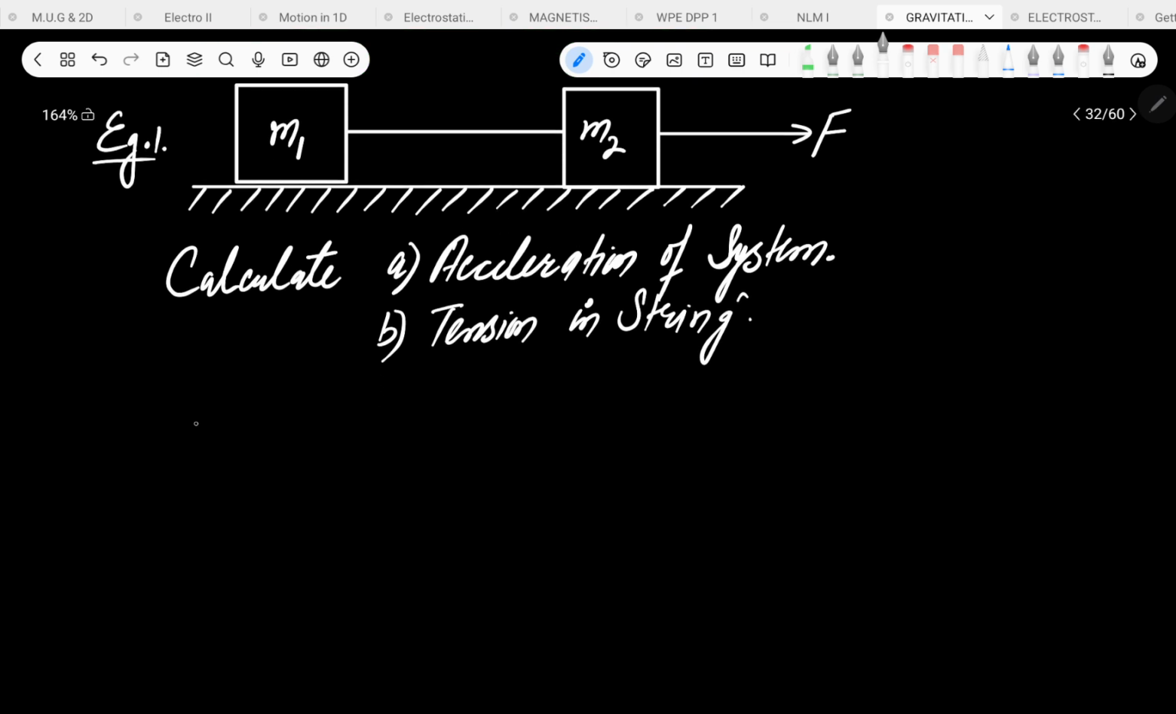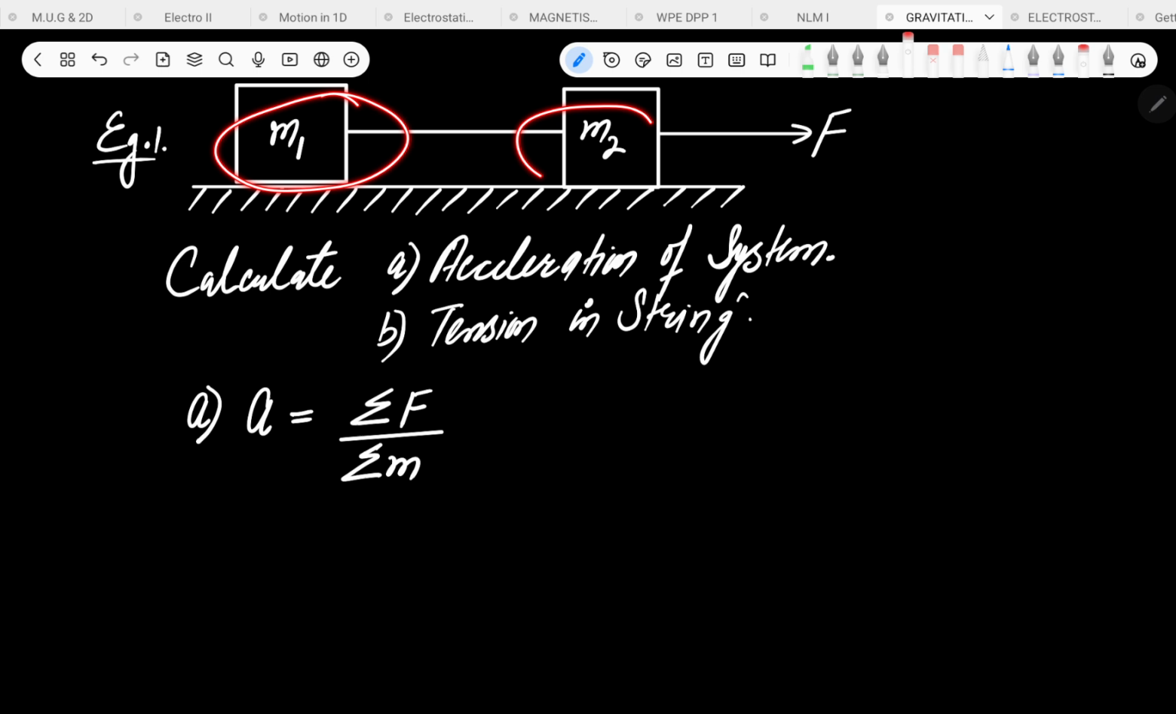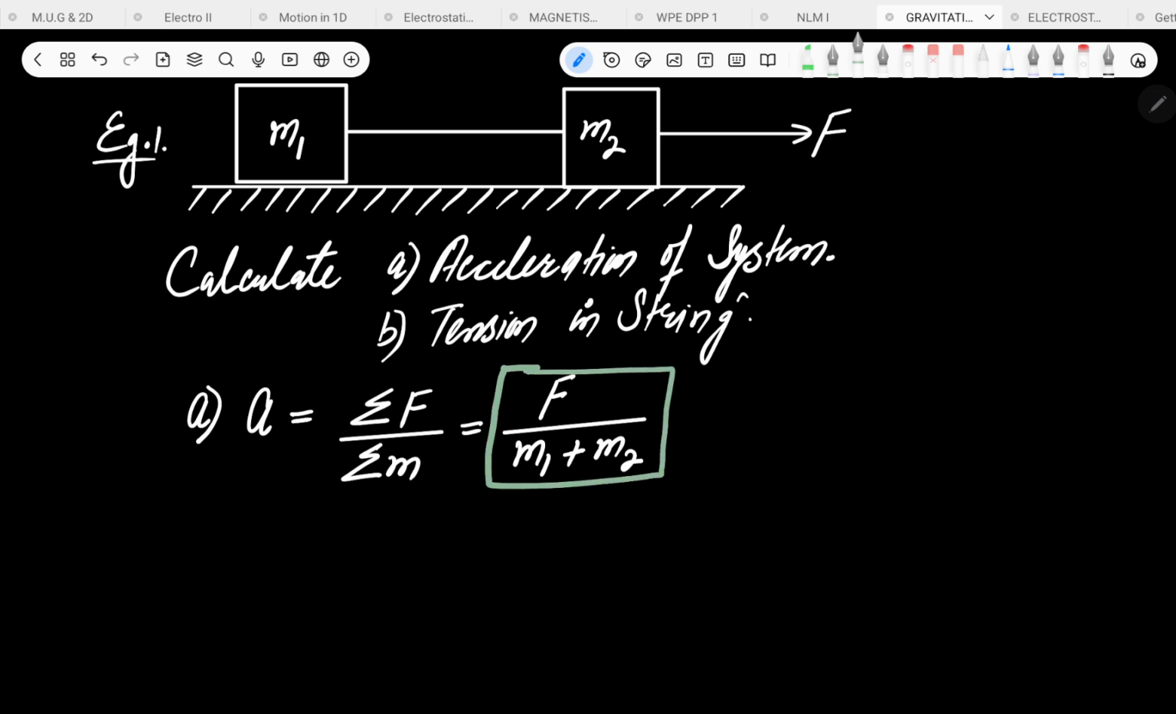Now we want to calculate acceleration, so simply we will apply Newton's second law. And what's that? Acceleration equals net force, or sum of all forces, divided by the total mass of the system. In this very system, the external force is only one, and that is this capital F. The other forces will cancel in pairs, which means that the net force is equal to F. And what is the total mass of the system? That's obviously M1 plus M2. So this is the acceleration of the system of both the blocks.